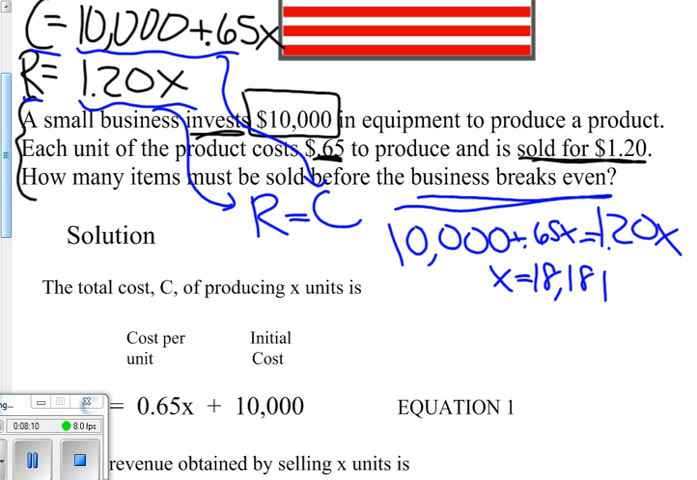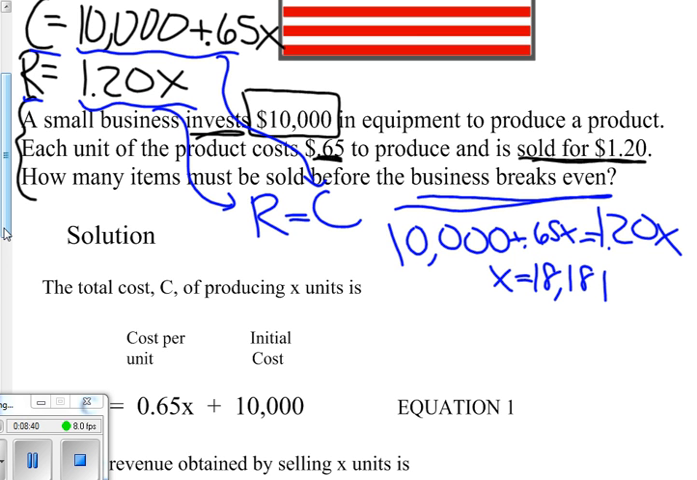Well, how did I get that equation? Is that what you're asking? Well, you just set them both equal to y and just plug it into your calculator and have it intersect. You could do that too. Otherwise, you can just solve this equation, right? Couldn't you say minus 0.65x? Yep. Okay, so we get x equals 18,181.